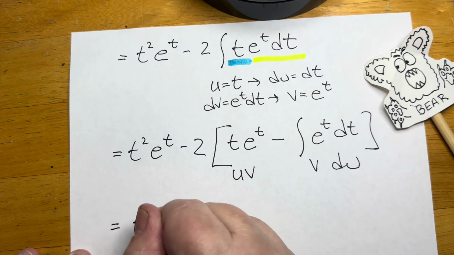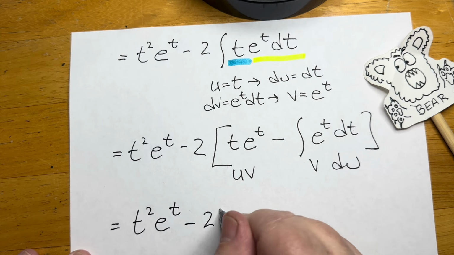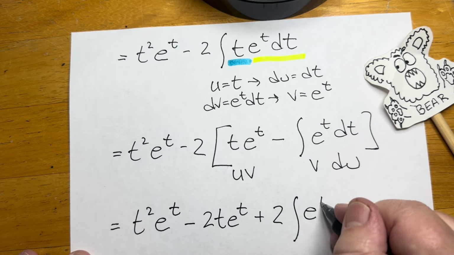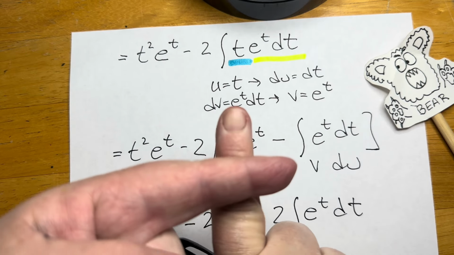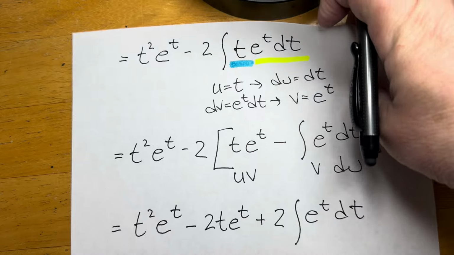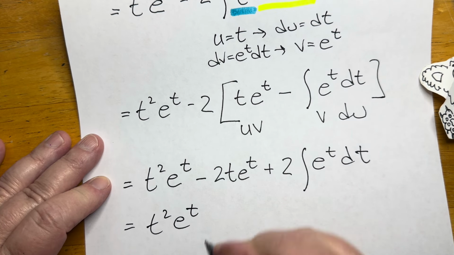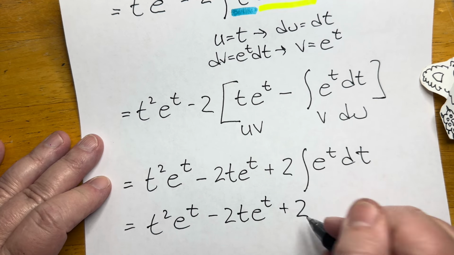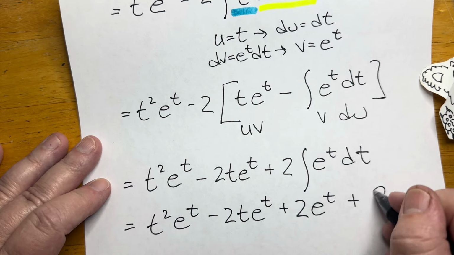So let me clean this up a little bit. I've got t squared e to the t minus 2t e to the t plus 2 times the integral of e to the t dt. Do you see how the minus becomes a plus? Two minuses become a plus. Yep. Okay. And then I've got t squared e to the t minus 2t e to the t plus 2, and the integral of e to the t is e to the t. And then you've got a plus c.